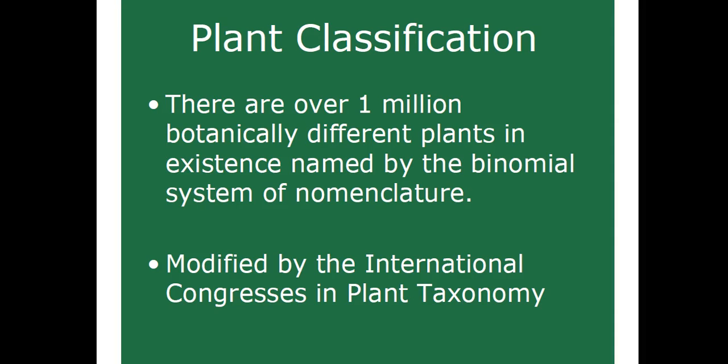There are over 1 million botanically different plants in existence, named by the binomial system of nomenclature. That's a lot of plants. There's actually a governing body that controls these plant names and is kind of the judge of what names are approved. And this is the International Congress of Plant Taxonomy. A bunch of botanists sit around and approve different names and oftentimes actually change these names.